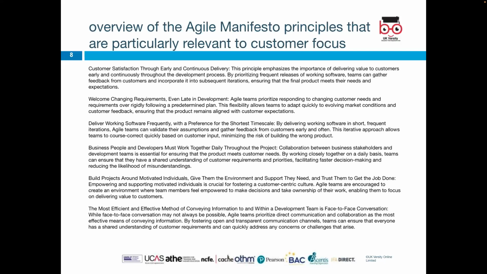The last one, the most efficient and effective method of conveying information to and within a development team is face-to-face conversation. While face-to-face conversation may not always be possible, Agile teams prioritize direct communication and collaboration as the most effective means of conveying information. We've looked at an example of a way to collaborate by using Teams and Zoom, for example, yesterday. By fostering open and transparent communication, teams can ensure that everyone has a shared understanding of customer requirements and can quickly address any concerns or challenges that arise.